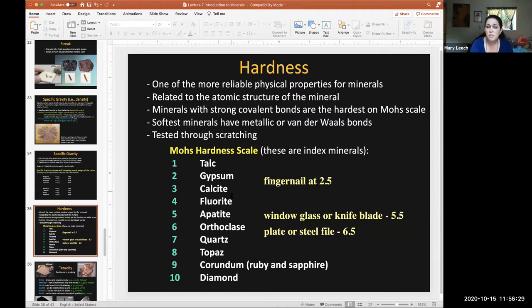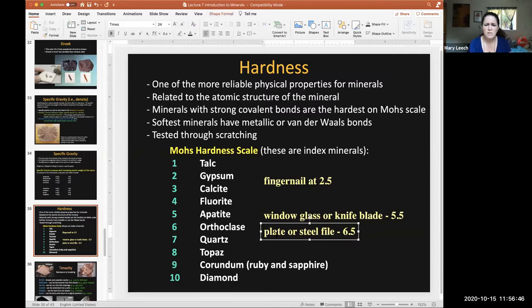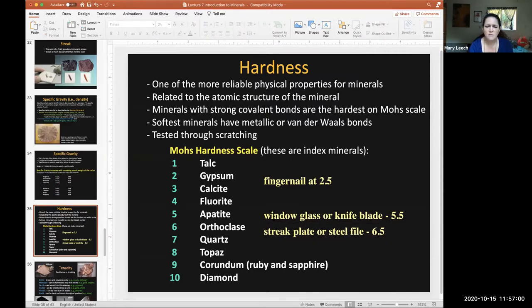You test these through the scratch test. You scratch either with your fingernail, with a knife or a glass, or it might be a steel file. You don't necessarily have all of those, but you've got glass, and you've got a streak plate. A streak plate or a steel knife both have a hardness between about 6.5 and 7. But quartz also, if you have a piece of quartz, you know that's a hardness of 7 on Mohs scale. So you can use the quartz as a testing material.